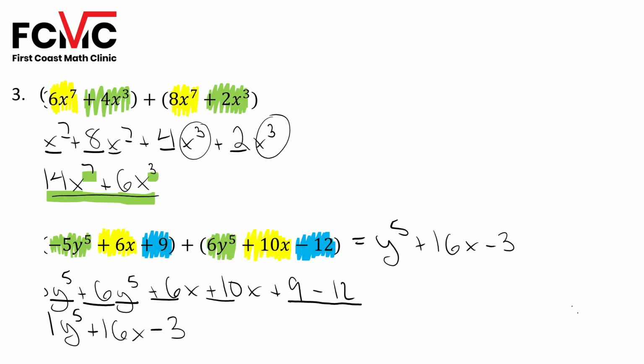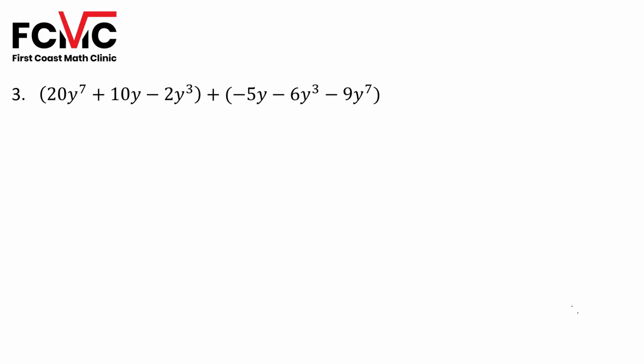Let's do one more example. Number three, let's group our like terms. So we'll start with this 20y to the 7th and the negative 9y to the 7th. And then we'll do the plus y and minus 5y. And then the minus 2y to the 3rd and minus 6y to the 3rd. So again, we're looking for the same variable raised to the same power.